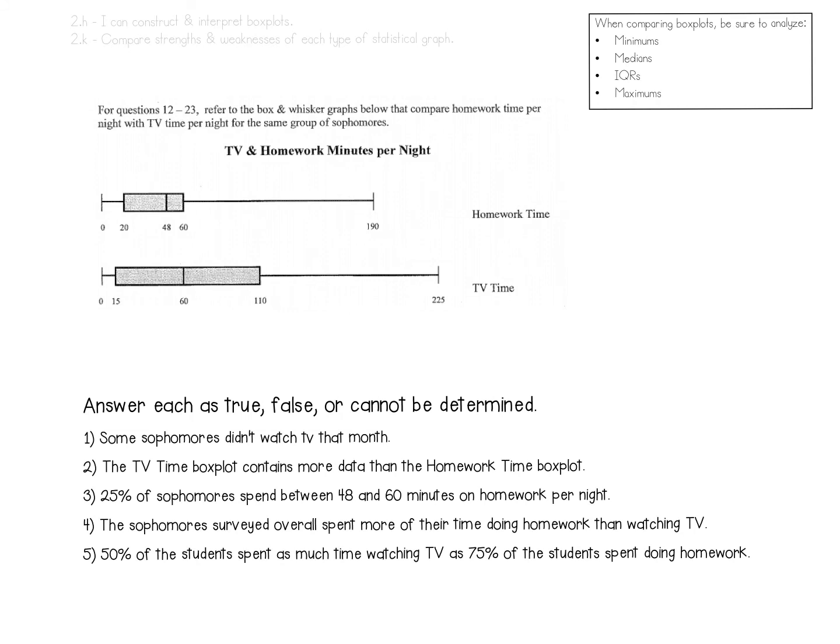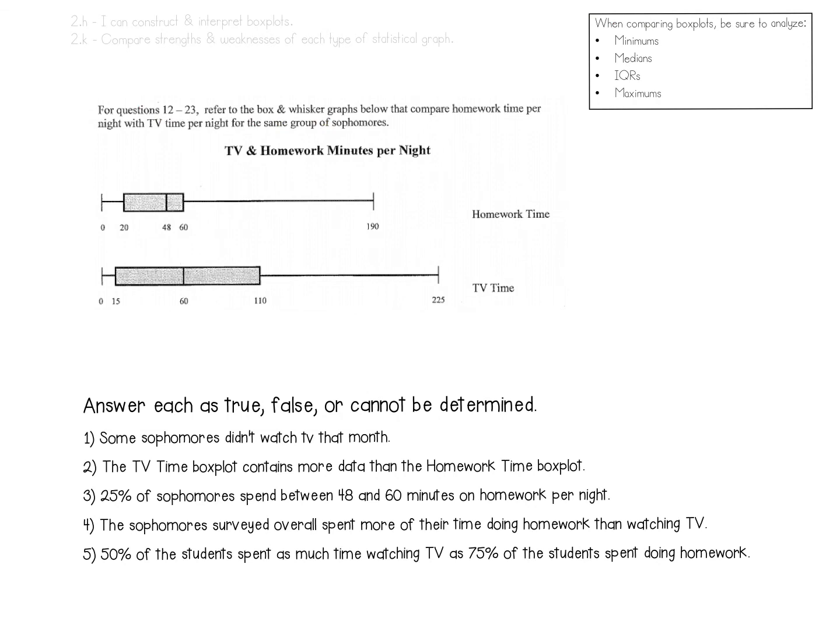So the first thing we want to do is we just want to wrap our brain around what's happening. And I left some kind of hints up here. When you're comparing box plots, you want to look at minimums, maximums, median, IQR, things like that. And that's what you can use to compare them. So what's happening here is we're referring to the box and whisker plot. Ignore those questions. To compare homework time per night with TV time.